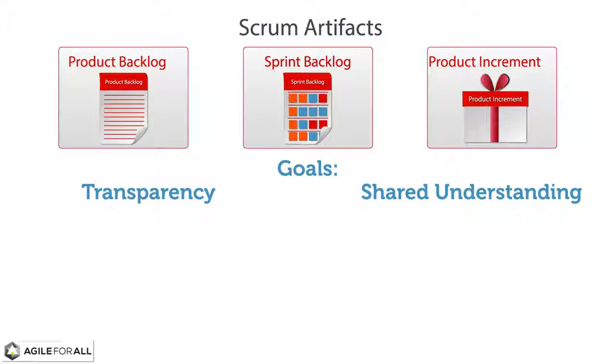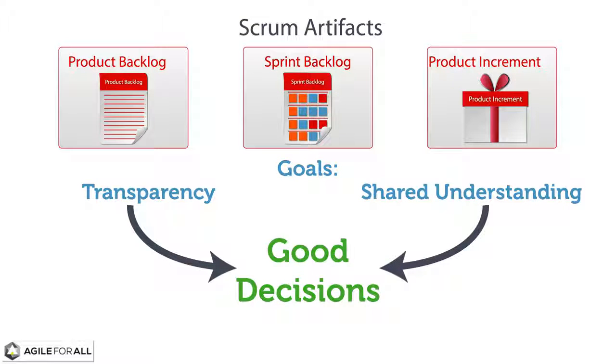To the extent that Scrum artifacts are completely transparent and have shared understanding, good decisions can be made through inspecting and adapting. Incomplete transparency can lead to flawed decisions, reduced value delivery, and increased risk. For this reason, the Scrum Master focuses on increasing transparency of the Scrum artifacts.